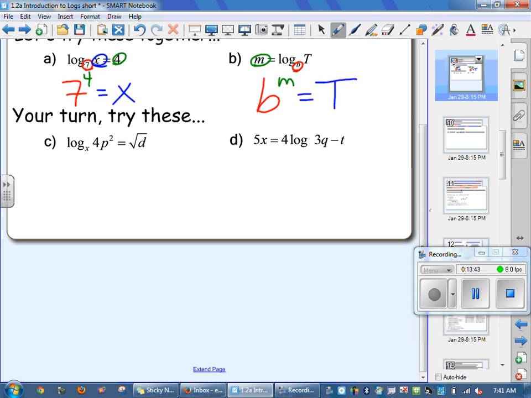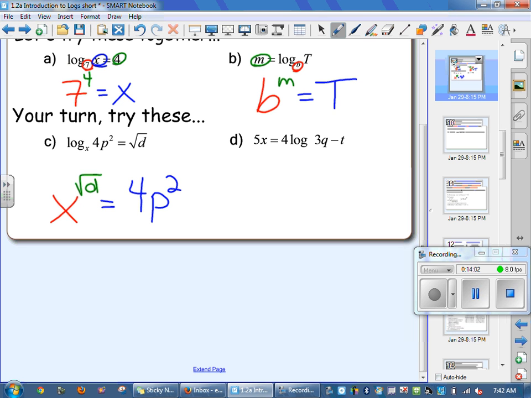Okay, we got a couple minutes to look at that. This guy has a base x. The exponent on the base x is going to be root d. And that's going to all equal 4p squared. Excellent. Let's move on to the right-hand side.